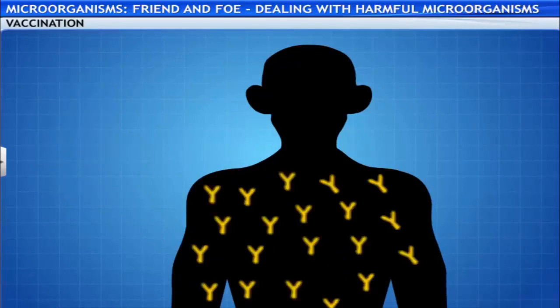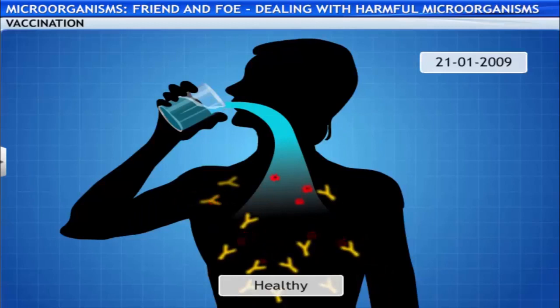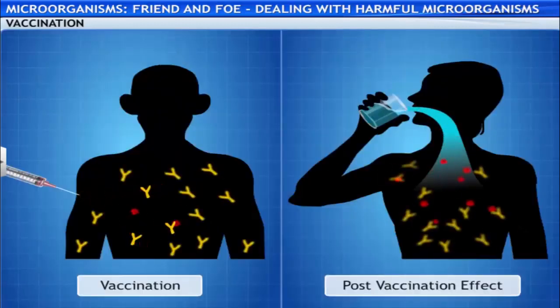Thus, the antibodies produced during the first contact with a microbe remain in our body, protecting us from the disease-causing microbes forever. This is the principle on which a vaccine works.